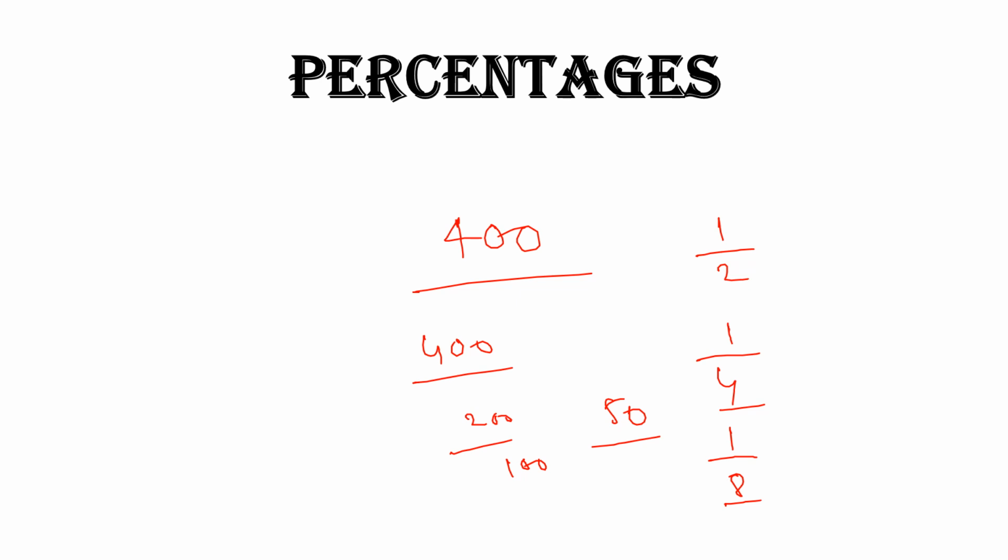So you just want to understand the question first, what they are asking. If it is 25%, which means 1 by 4, you have to be aware of this. Got it?